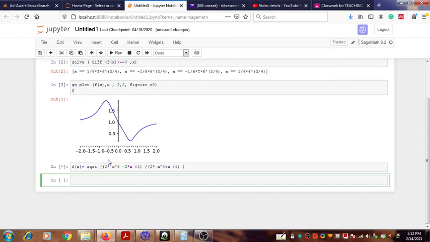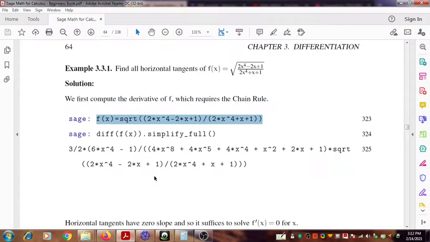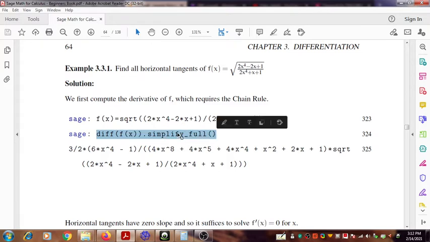So if some other function is given to solve a similar kind of problem, you have to first define the function. You have to tell the Sage Math system that this is the function. So for that purpose, this is the step used. The next step is to differentiate that function and then to express it in simple terms.